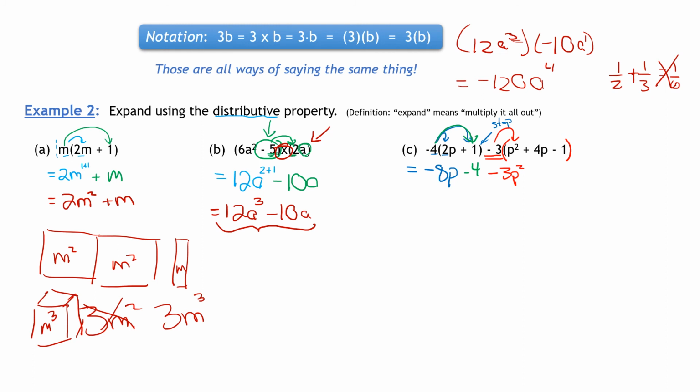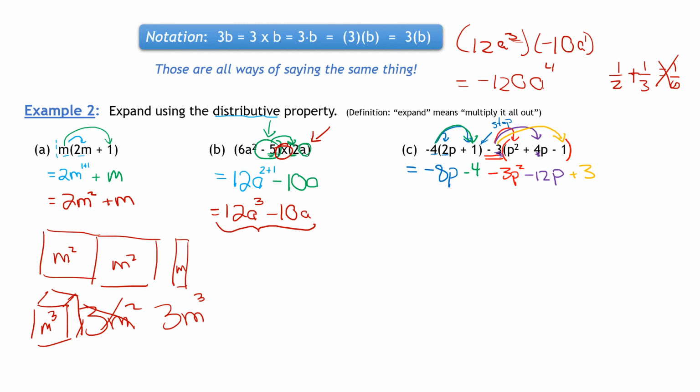Next one's a little harder. We've got -3 times 4p. So numbers times numbers, negative 3 times 4, that's going to give me a negative 12. And then I only have the one p there. I don't have another one, so it's going to stay p. And then the last one is negative 3 times negative 1. That's positive 3.